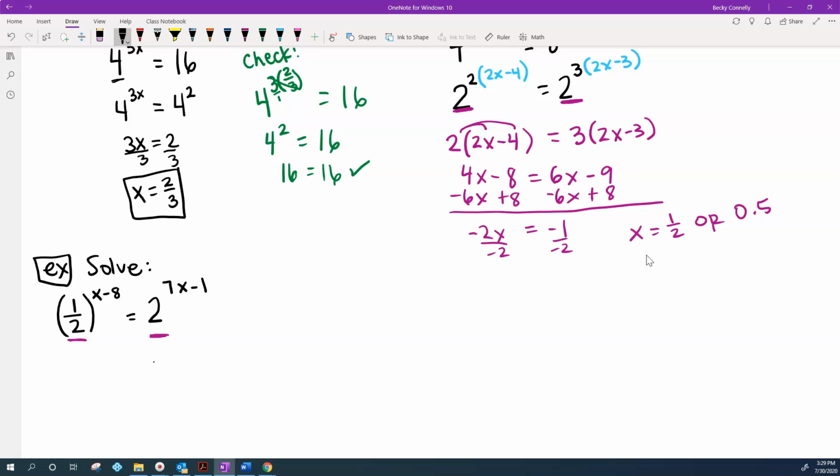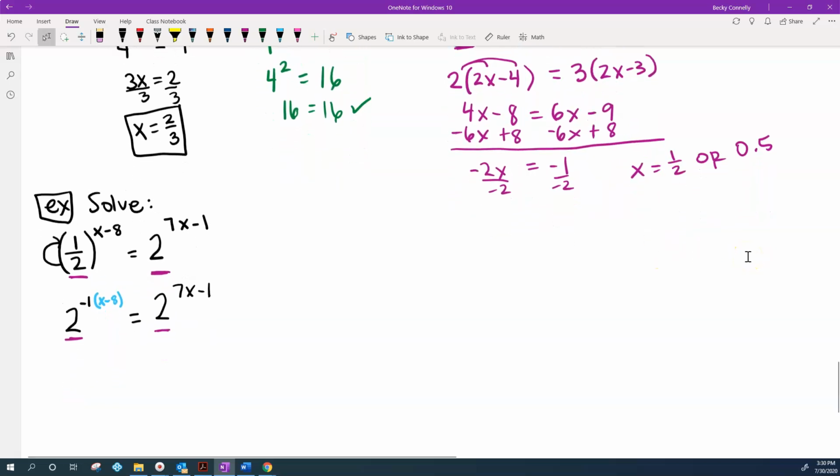So I'm going to leave this side the same: 2 to the 7x minus 1 power. But then if I flip this 1/2 upstairs, which I can do, that gives me 2 to the -1 power. That way, you can see my bases are exactly the same. But I still have that x minus 8 out there that I can't forget about, so I'm really going to be distributing a -1 through on this side. Go and take it from there and solve that one the rest of the way. See what you come up with.